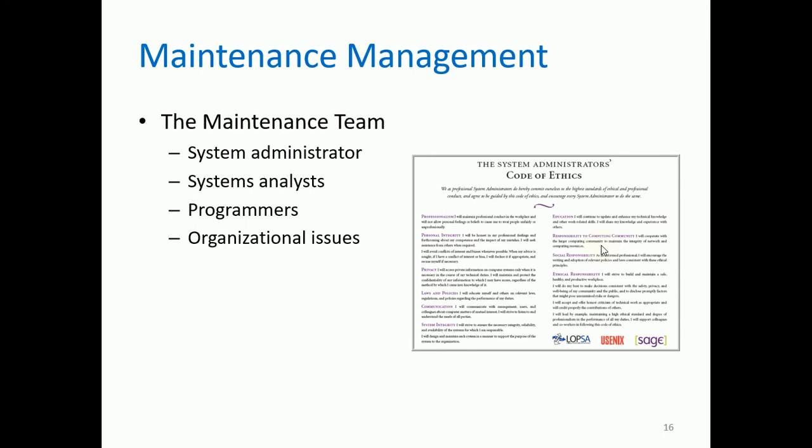For maintenance management, the maintenance team is composed of the system administrator, systems analysts, and programmers. And of course, we have organizational issues such as a code of ethics for the maintenance team. Since you are in the maintenance team, you have to make sure that you're really doing your work. It's not that you intentionally cause an error in the system so that you will be paid for every maintenance check. So you should have a code of ethics. Actually, in all areas there should be a code of ethics, especially when it comes to data, and of course the hardware.